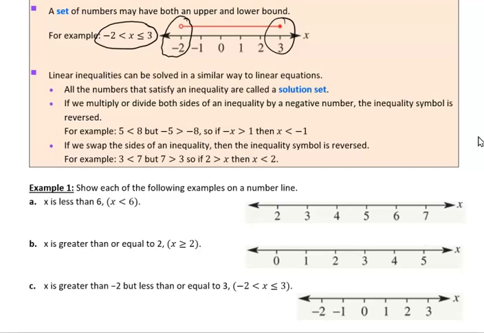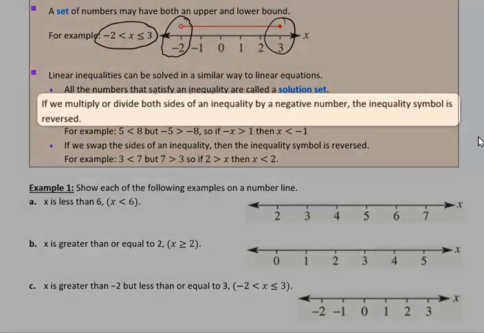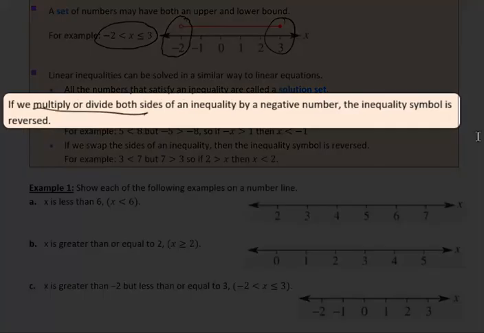Linear inequalities can be solved in a similar way. They're very much like linear equations. So instead of an equal sign, we will have one of those other signs. But we have to be careful. Only really when we multiply or divide both sides by a negative number, then we swap the symbol.